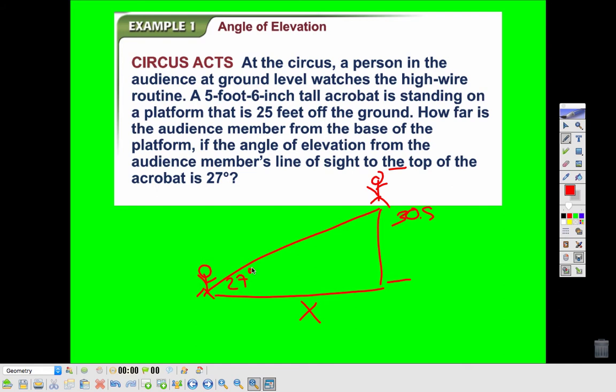How am I going to find x? How can I find the distance? No, you guys know this. This is what we do. Opposite and adjacent.